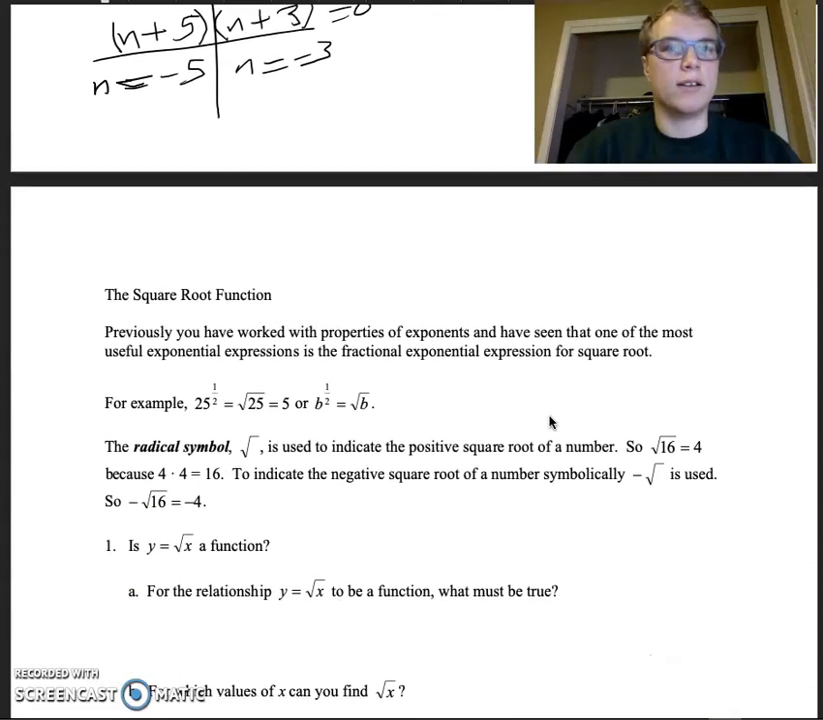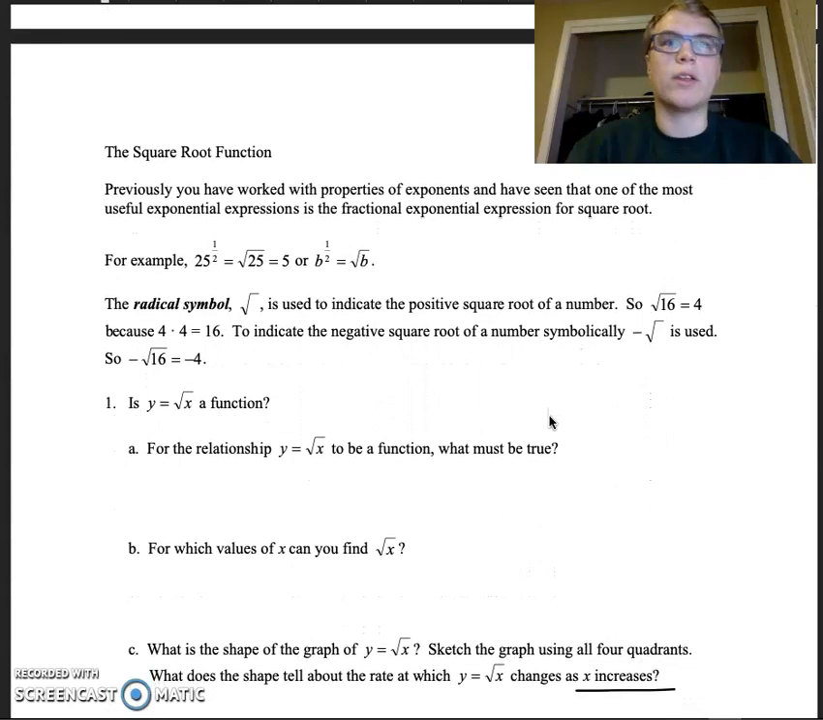Now we're going to move on and talk about the relationship between the square root sign, or the radical symbol, and the exponent. We can express the square root symbol as the exponent 1/2. For example, 25 to the 1/2 is the same thing as the square root of 25, which is 5. And in general form, b to the 1/2 equals the square root of b.